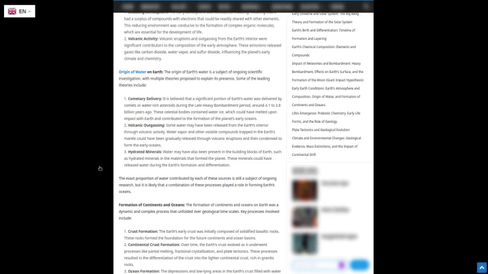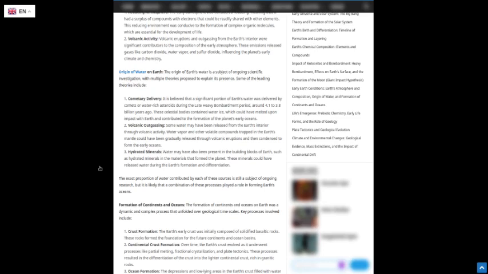3. Hydrated minerals. Water may also have been present in the building blocks of Earth, such as hydrated minerals in the materials that form the planet. These minerals could have released water during the Earth's formation and differentiation.